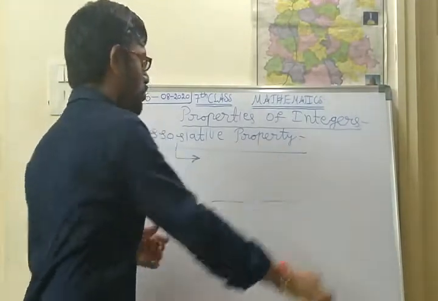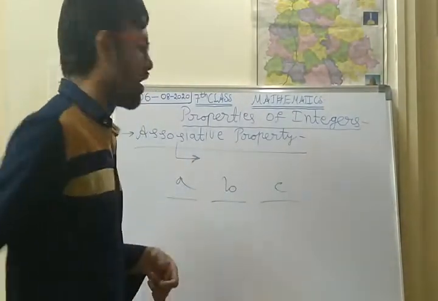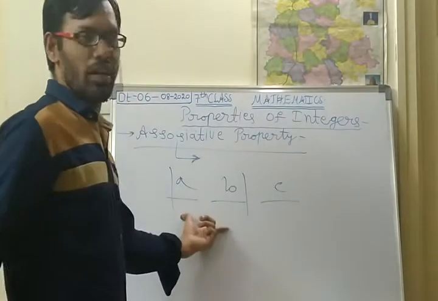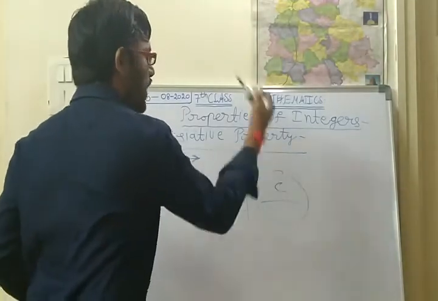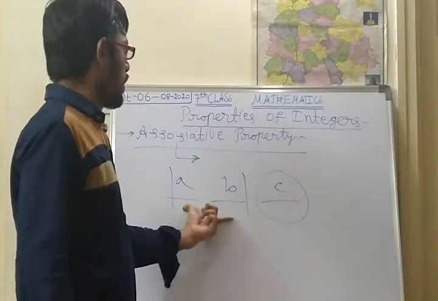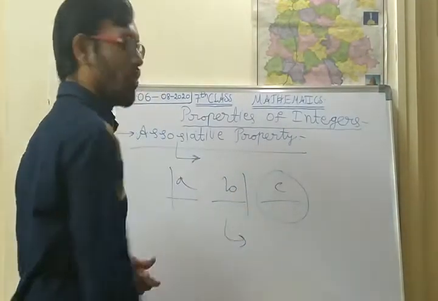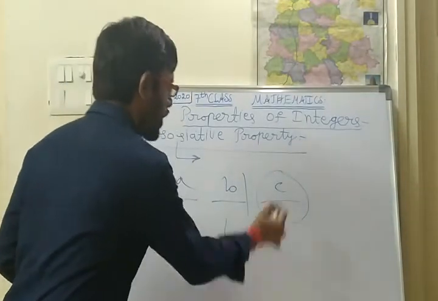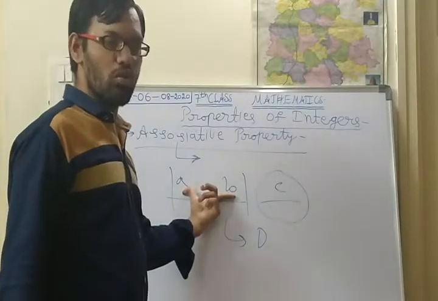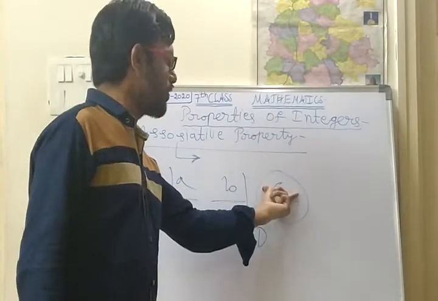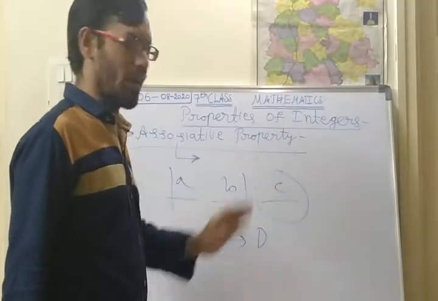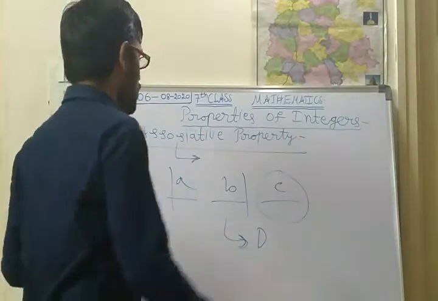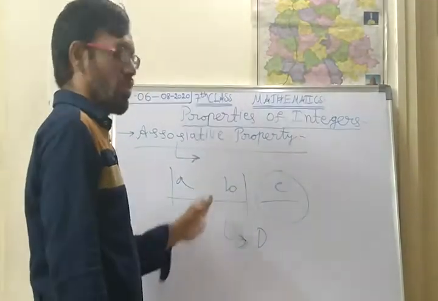Suppose three students are there, A, B and C. Suppose a work is done by A and B both at a time, and C at another time. Whatever result comes, say D. So A and B do one work at a time, and C does that work later. Whatever result comes for that work, this is one phase.